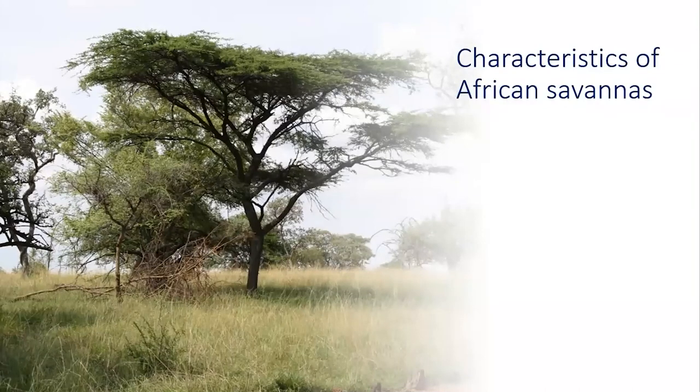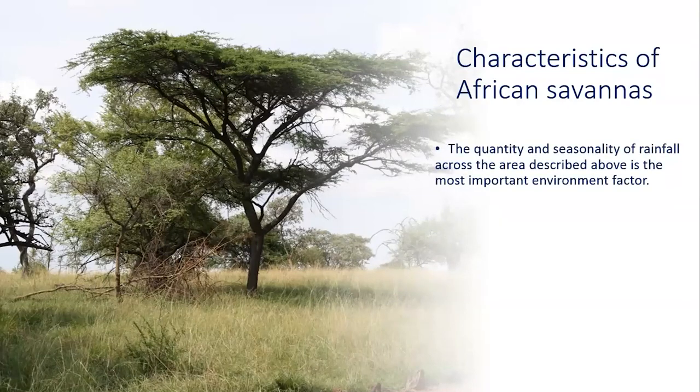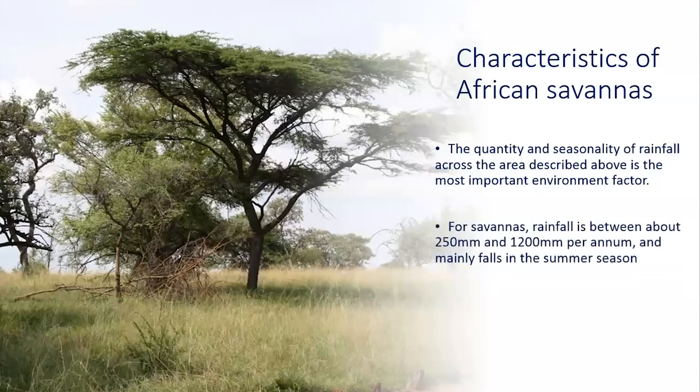What we need to do now is look a little bit more at the formation of the actual vegetation. So let's look at the characteristics of African savannas. Firstly, remember, I referred in the first slide to climate. So it's the quantity and seasonality of rainfall across the areas I described above that is the most important environmental factor. And for savannas, rainfall is between about 250 millimeters and 1,200 millimeters per annum, and it mainly falls in the summer season. So two important issues there: the amount of rainfall and the fact that it mainly falls in the summer season.